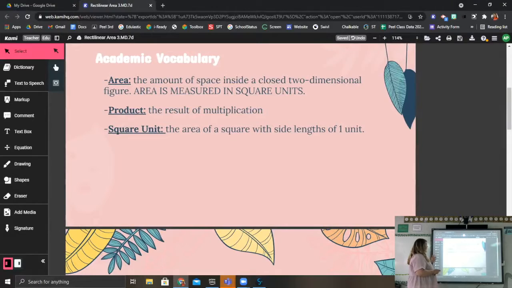Our academic vocabulary for this lesson is the word area. An area is the amount of space inside a closed two-dimensional figure. Area is measured in square units. We also have the word product, and product is the answer to a multiplication problem, or the result of a multiplication problem. Last but not least, we have square units. The area of a square with side lengths of 1 unit. So when you have an answer and we have maybe 2 units times 6 units equals, it doesn't just equal 12, it equals 12 square units because we are in area.